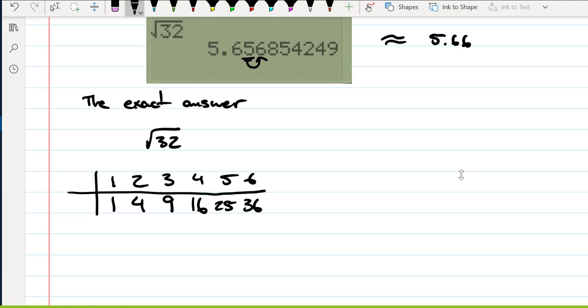And we need to find the largest perfect square that divides into 32. Well, 36 is bigger than 32. So that doesn't divide in, 25 doesn't divide in, but 16 does. So then that means 16 goes into 32 2 times. So that's going to give us that this is the same as 16 times 2, and the square root of 16 is 4. So that's going to give us 4 square roots of 2. And this is our simplified version of the exact answer.